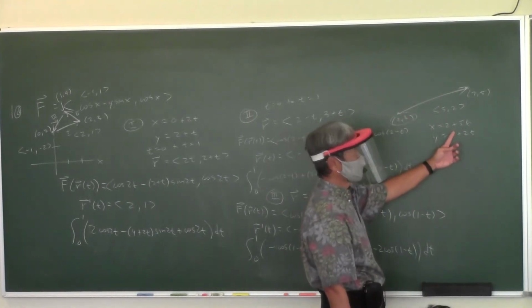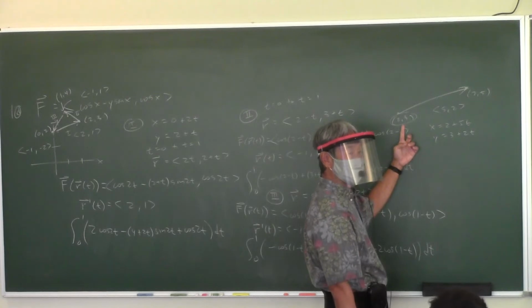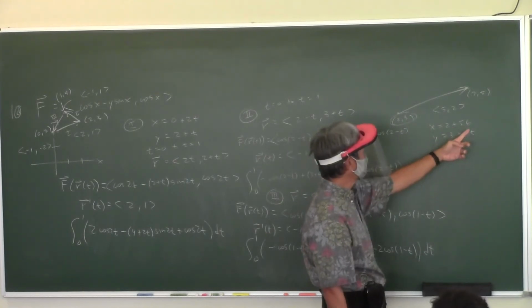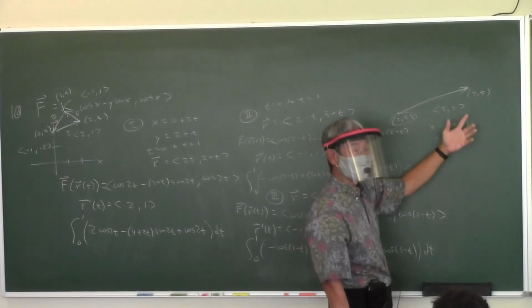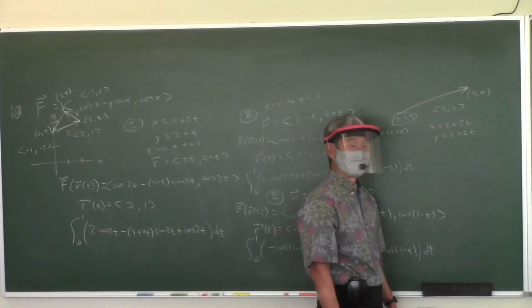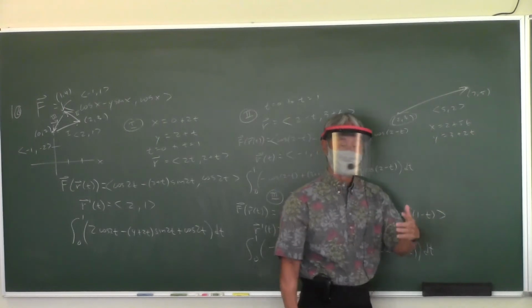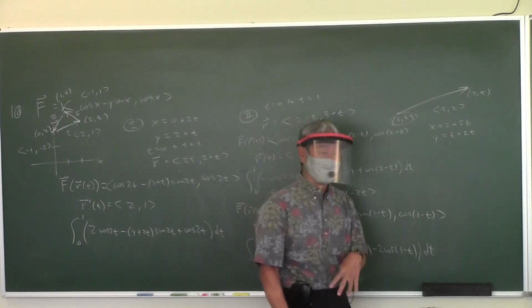So what happens when you plug in 0? Don't you get this point? Plug in 0 for t. You get that point, right? What happens when you plug in 1 for t? You get that point. So if you do it like that, then it's always going to be 0 to 1. But you don't have to do it.